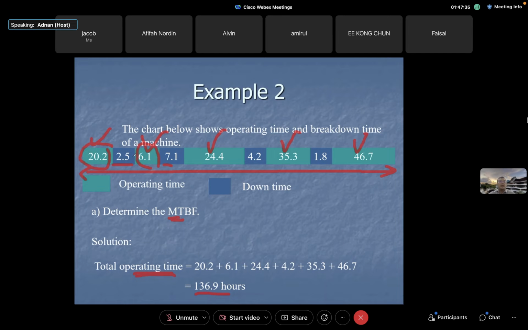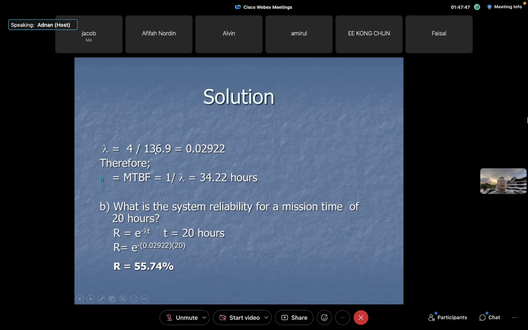And how many failures do we have? One failure, two, three, four. Four failures during this period. Four failures divided by the operating time, so the failure rate lambda is 0.2922. The mean time between failure, which is 1 over lambda, is 34.22 hours. So we can expect one failure on average within this interval.